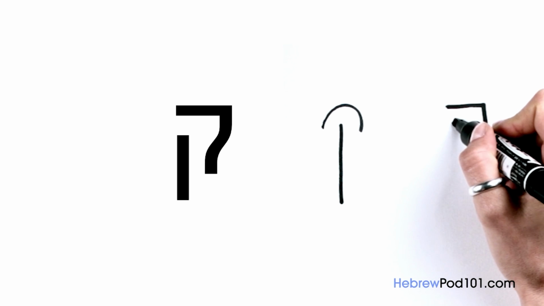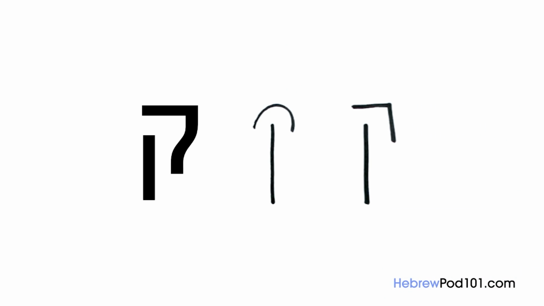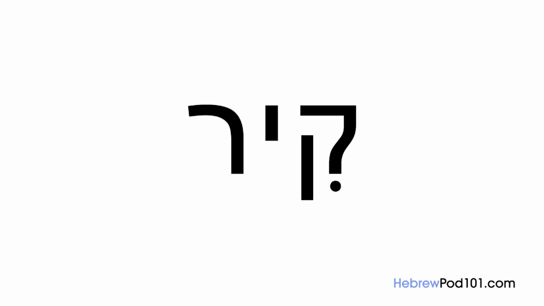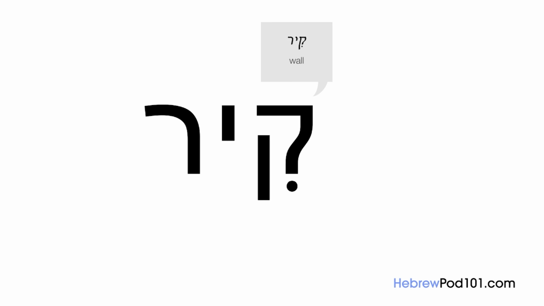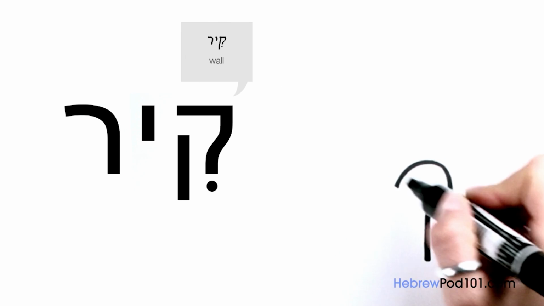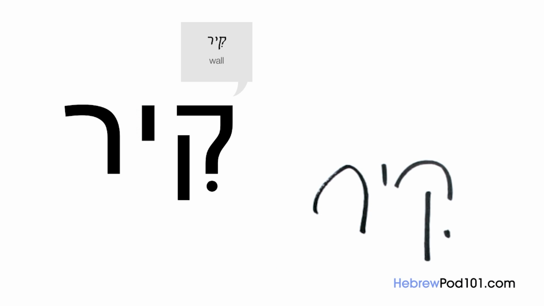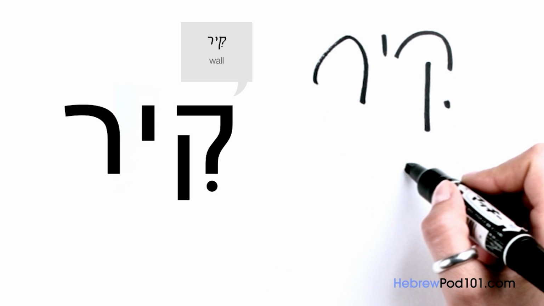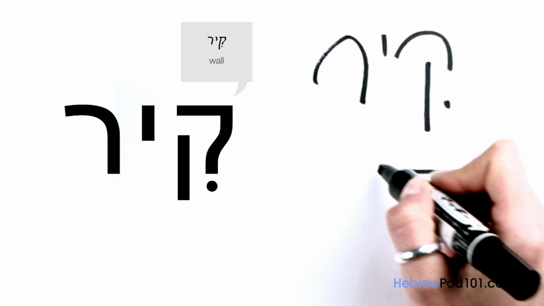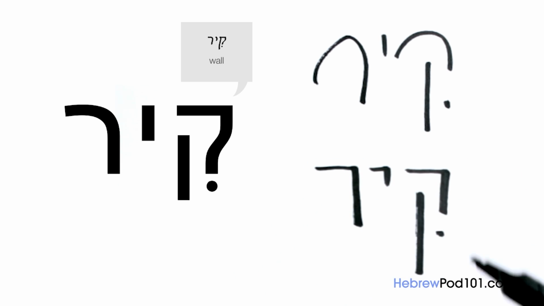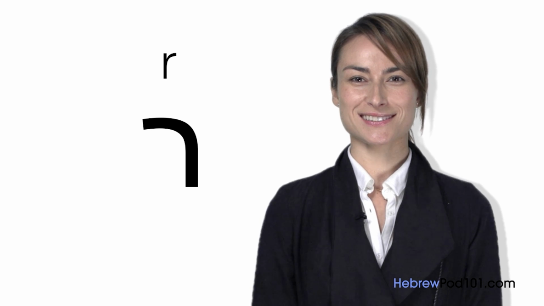And in print, almost the same. Kir is a wall. And in print, the next letter is number 20. It's reish, with a sound of r.